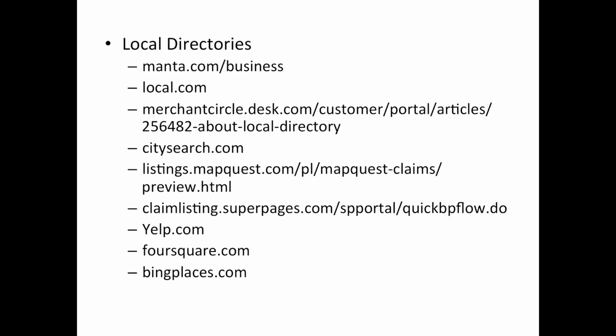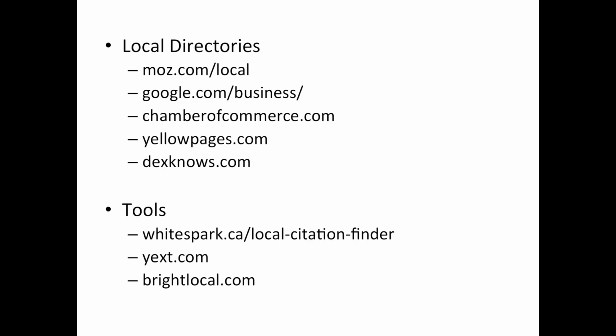You can go to local directories, especially if you're a local business looking for local leads, and you can do it at manta.com, Merchant Circle, City Search, MapQuest. Claim listings at Superpages, Yelp.com, Foursquare, Bing. Those are all the URLs for some local directories. Also Moz.com/local, Google Business, your Chamber of Commerce like we mentioned, yellowpages.com, dexknows.com, and some tools that can help you find more local listings and citations are going to be at whitespark.ca, yext.com, brightlocal.com.